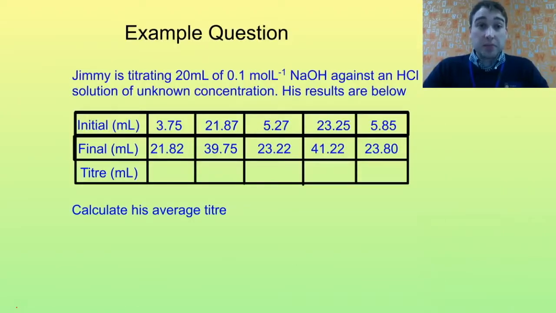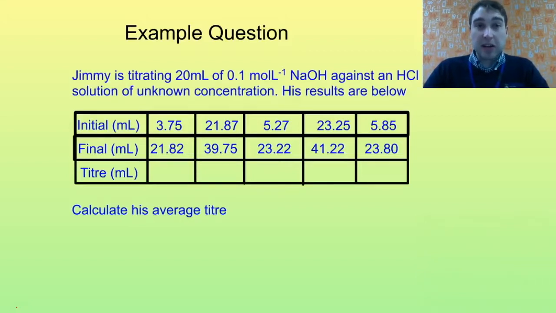So here's the first question. Jimmy is titrating 20 mL of 0.1 molar sodium hydroxide against a hydrochloric acid solution of unknown concentration, and we have a set of results. So the first step is we need to figure out what the titer is for each of those sets of results, and then we need to figure out what the average titer is.